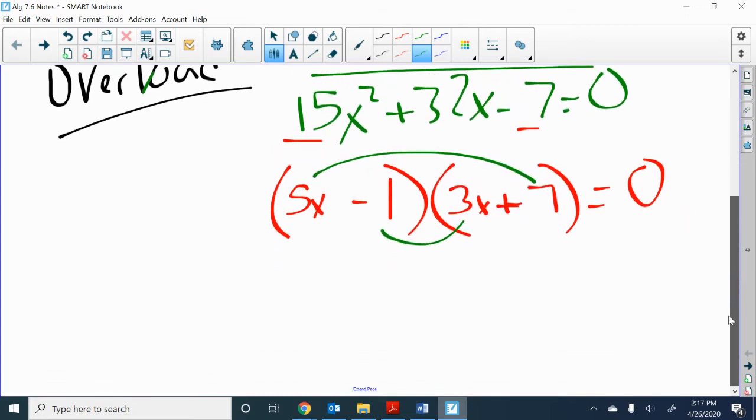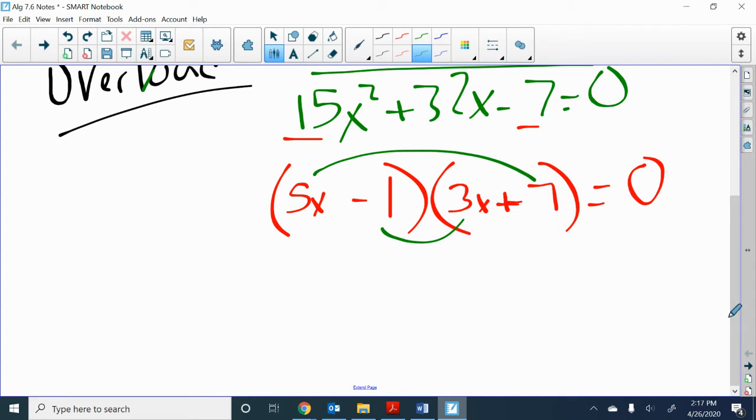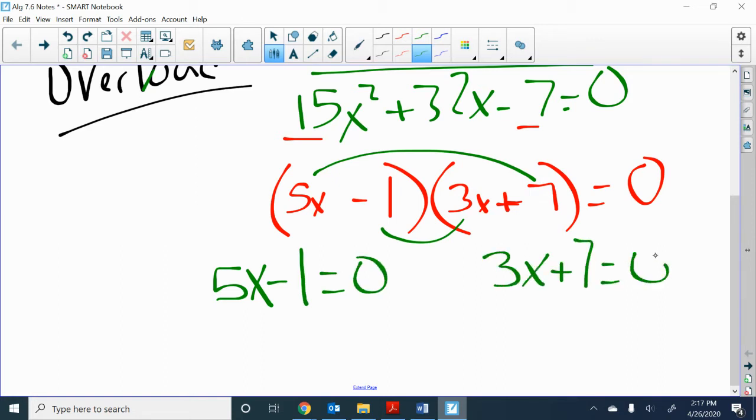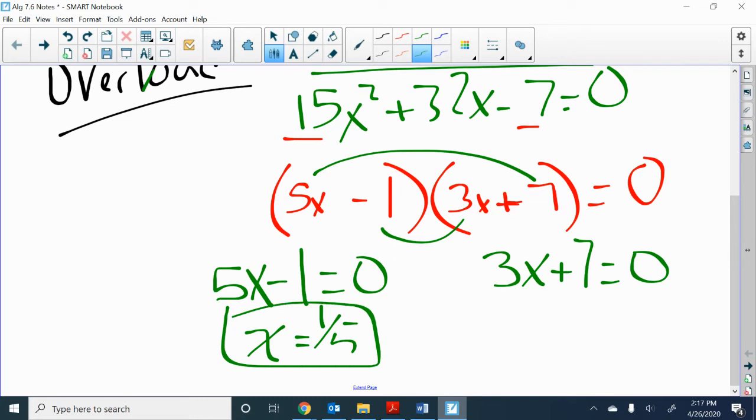Okay, so I have my trinomial factored, and so I can set the two factors equal to 0. Either 5x minus 1 is 0, or 3x plus 7 is equal to 0. If 5x minus 1 is 0, then x is 1/5. That's one solution. If 3x plus 7 is equal to 0, then x is negative 7/3, and that's my other solution.